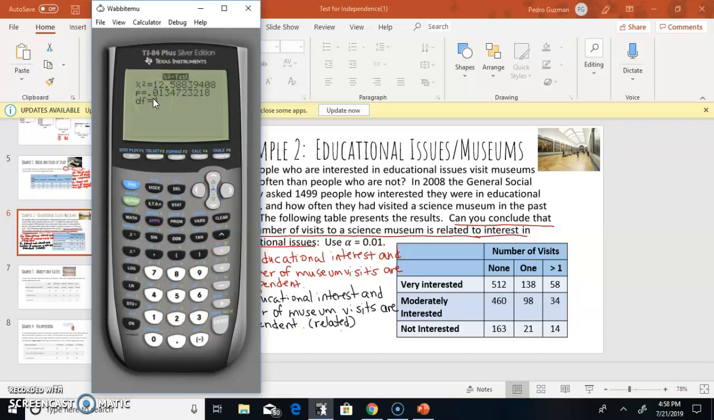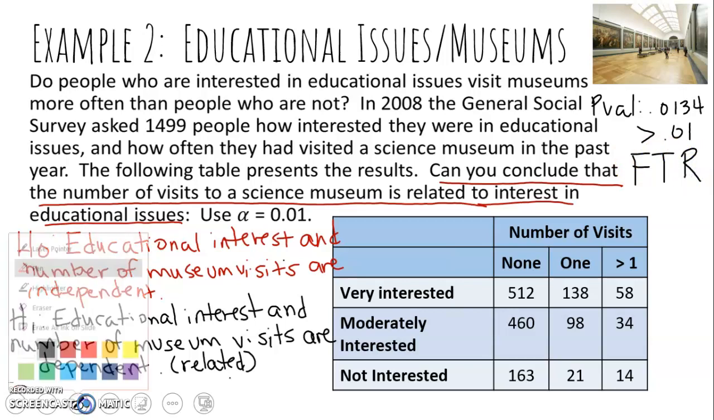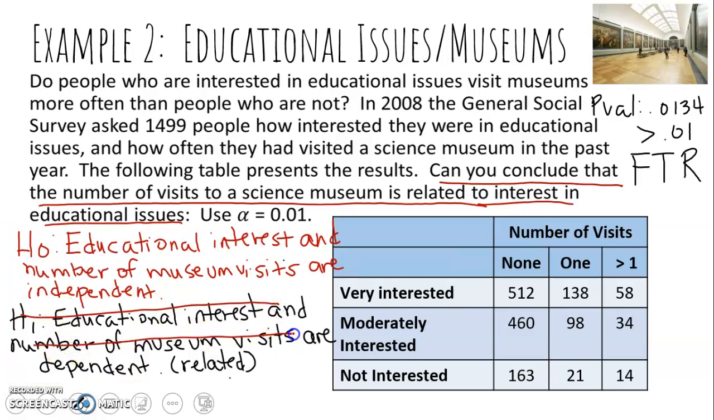And we get 0.0134. So 0.0134 is actually greater than 0.01, so we fail to reject the null. So that means we don't have enough evidence to support the claim that they are related. Now, remember, you cannot accept the null. You can reject the null in favor of the alternative statement, but we cannot accept the null. We can't say that educational interest and number of museum visits are independent.